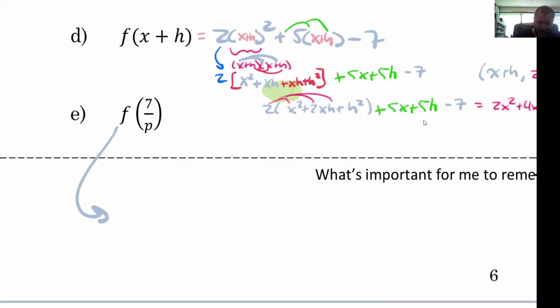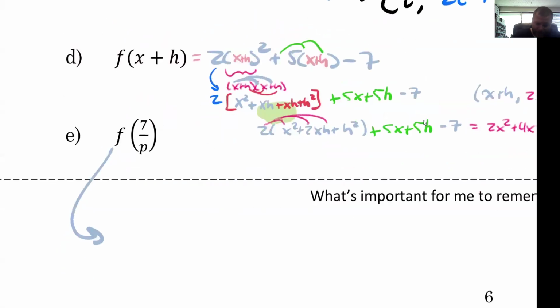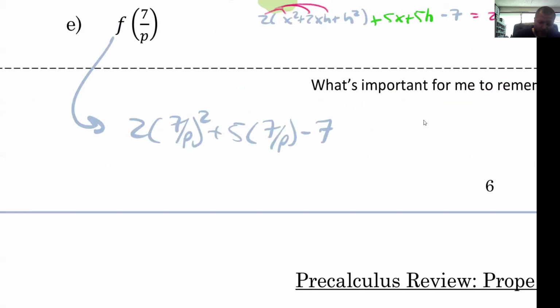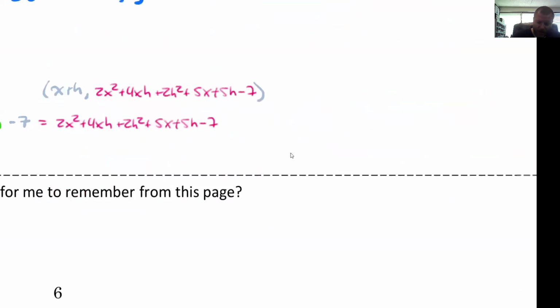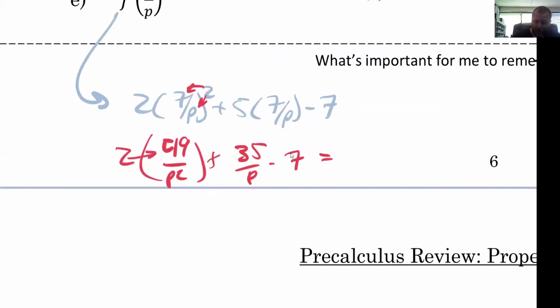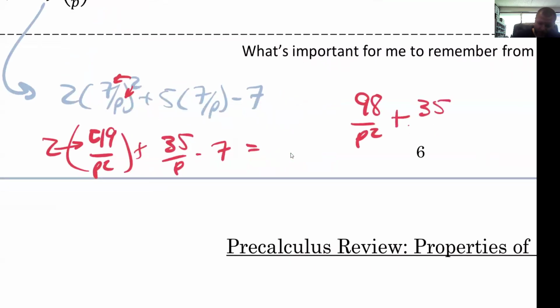And then finally, this last one, I'll just do it down here. We would just have 2 times (7 over p) squared plus 5 times (7 over p) minus 7. If I square, I'm going to square both of those terms because I'm dividing, not multiplying. That's going to be 49 over p squared. I'm going to multiply 7 over p and 5. Remember, I just multiply the numerators, I don't multiply the denominator. 35 over p, minus 7. I can clean it up a little bit by multiplying the 2 in. I'm going to get 98 over p squared plus 35 over p minus 7.